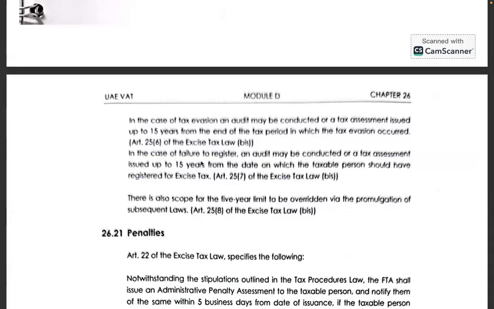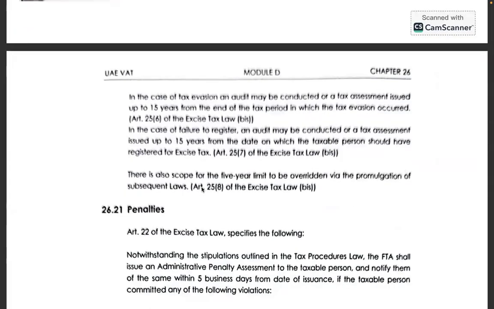In the case of failure to register, an audit may be conducted or a tax assessment issued up to 15 years from the date on which the taxable person should have registered for excise tax. So, one was tax evasion and another is close to tax evasion because some taxpayers should have registered, but they did not. So effectively, they did not pay the tax to the government. So it's also of a similar and sensitive nature. So 15 years statute of limitation applies.